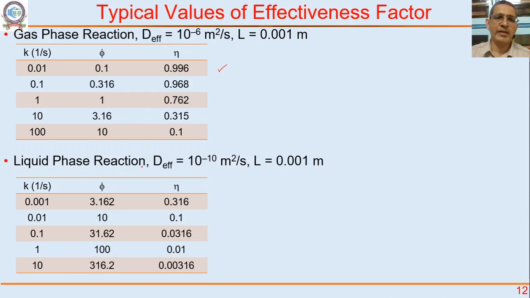If it's a liquid phase reaction, effective diffusivity is like 10 raised to minus 10 meter square per second. Catalyst particle pellet is like 1 millimeter. Take the same values of rate constants. Okay. Calculate phi, calculate eta. That's one exercise I want you to do. Do it for yourself. Make sure you get these values.